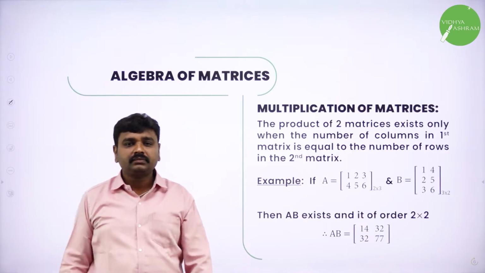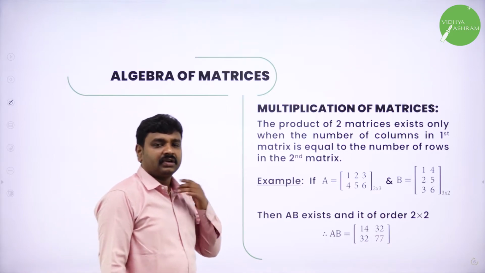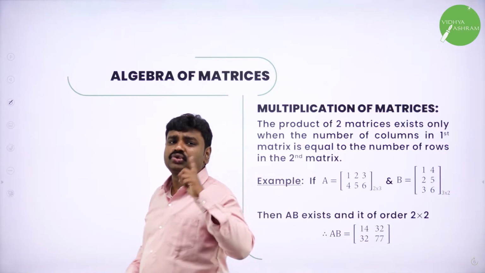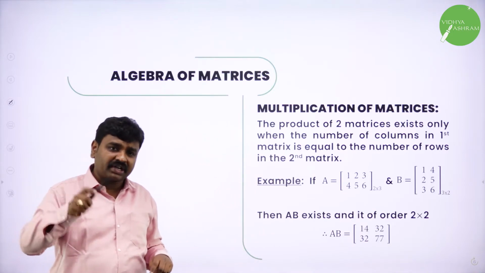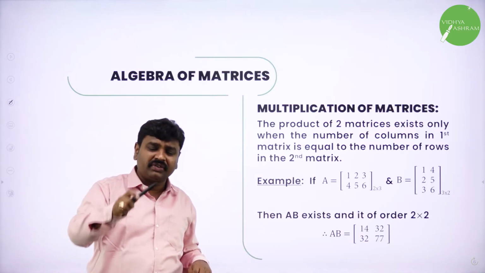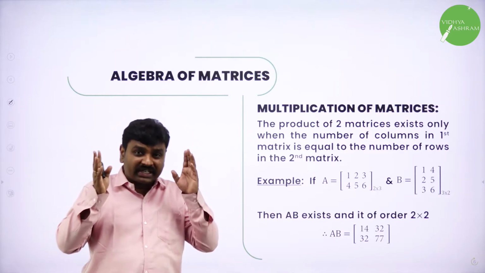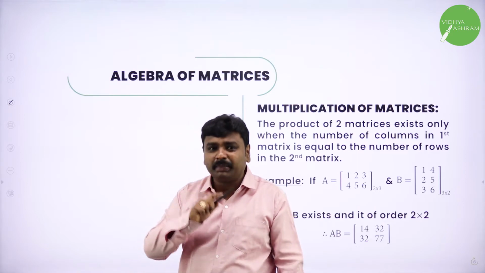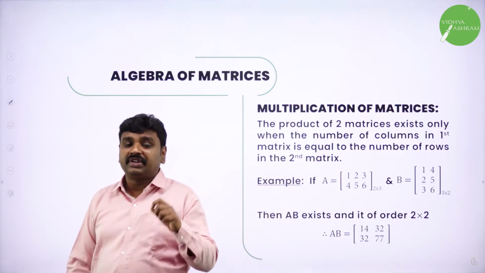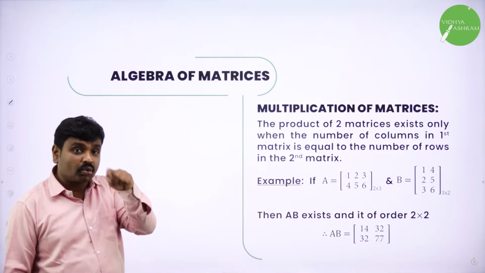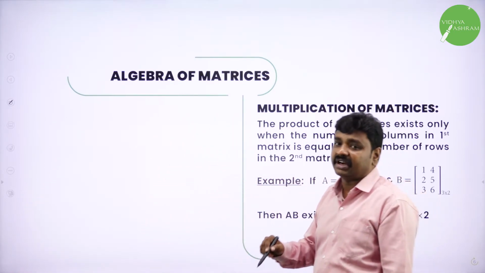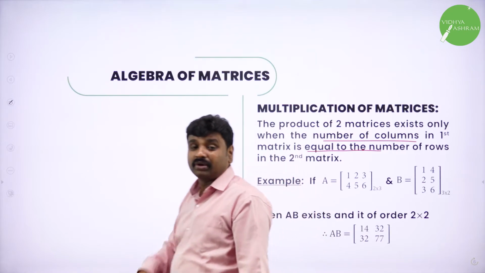Then, multiplication of two matrices. So addition was easy, subtraction was easy. What are the rules to add or subtract? Addition or subtraction of matrices is possible if and only if they have the same order. But to multiply, we are not bothered about the same order. To multiply, the rule is the number of columns of the first matrix should be equal to the number of rows of the second matrix.